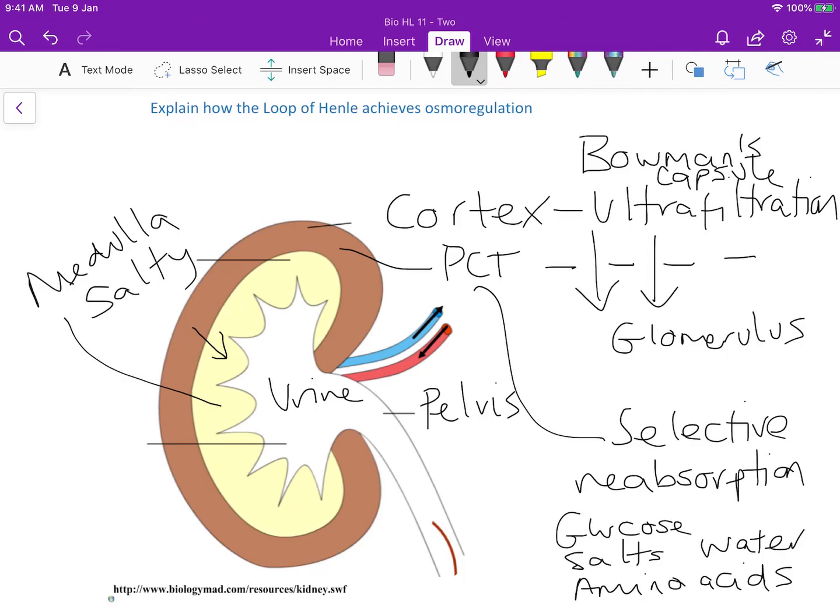It's where we're going to get water absorption again. So we're going to get more water absorption. We already had some water absorption in the proximal convoluted tubule, and now we're going to get more water absorption in the medulla, in the loop of Henle. And then there's going to be final water absorption still in the medulla in the collecting duct, but we'll see that afterwards.